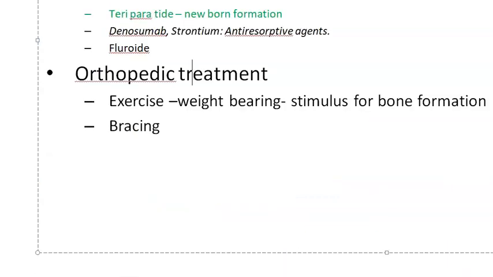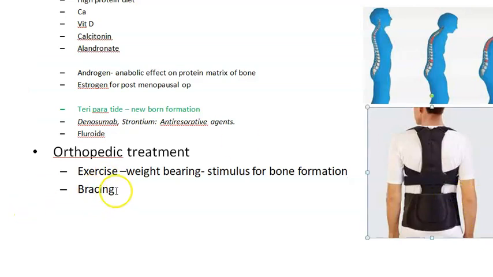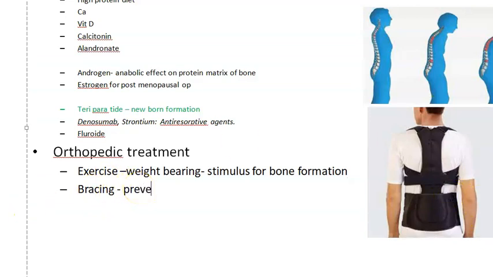Okay, then what is the orthopedic treatment that you give for these people? Ask them to do some weight bearing, not weight lifting, not too much also, because they are prone to pathological fractures. This can become a stimulus for bone formation, the weight bearing. Bracing, so as to prevent pathological fracture.